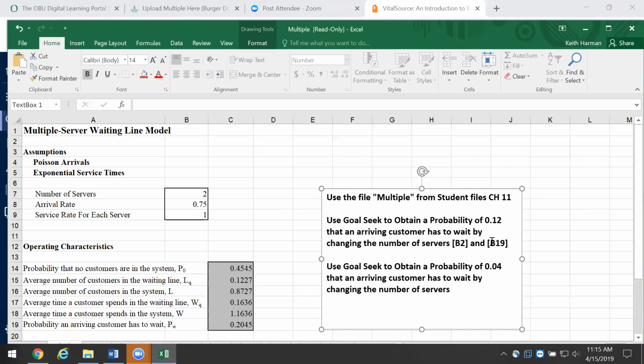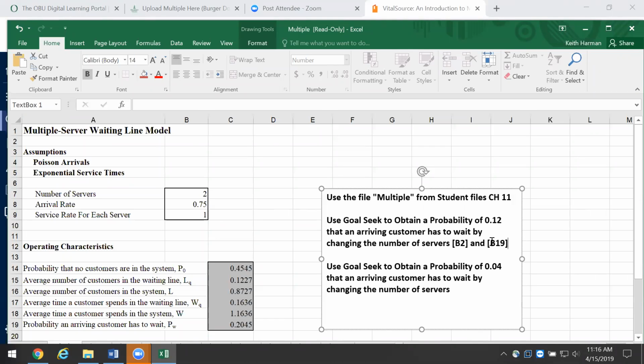Now, I also ask you to use goal seek to obtain a probability of 0.04 that an arriving customer has to wait by changing the number of servers. Now, why am I doing this? Well, you can see that we're trying to deal with a controllable factor, and that is the number of servers, okay? And by doing that, we say, okay, how does that impact the probability that an arriving customer has to wait?